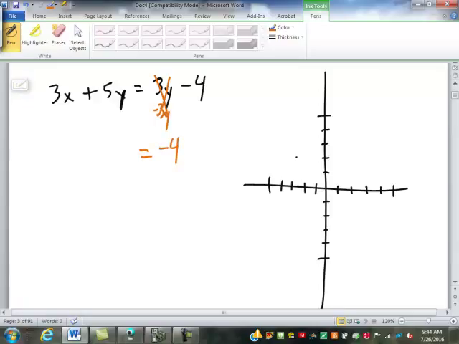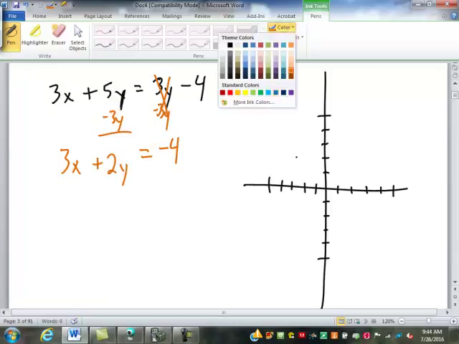How many are with me so far? Lost you already? No? Okay. So now I have to subtract 3y on the other side. The only place I can take it from is the 5y. Remember, when we add or subtract, we only have to do it to one piece on each side. So the 3x is not affected. 5y minus 3y is a positive 2y.